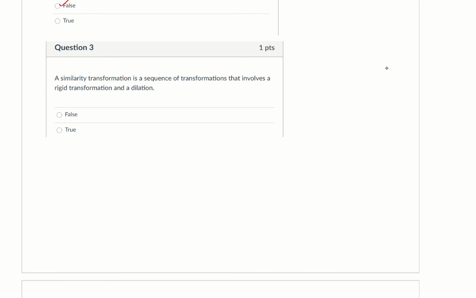A similarity transformation is a sequence of transformations that involves a rigid transformation and a dilation. Remember, a similarity transformation is when you're getting from one figure to a similar figure. In order to do that, you got to translate this so that it lines up, and then you have to do a dilation to make it larger or smaller. So you got two things that are happening.